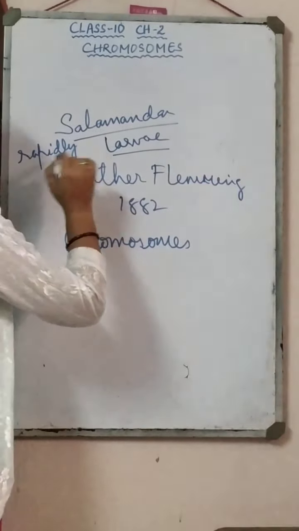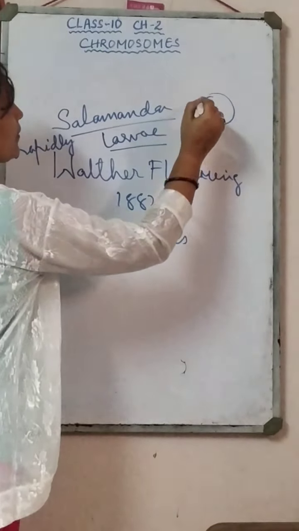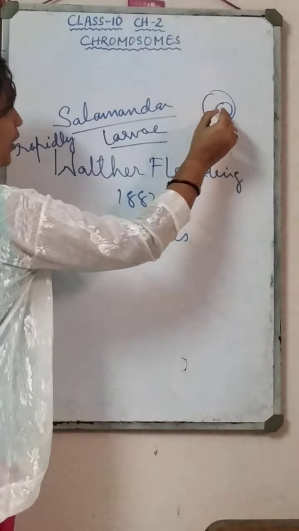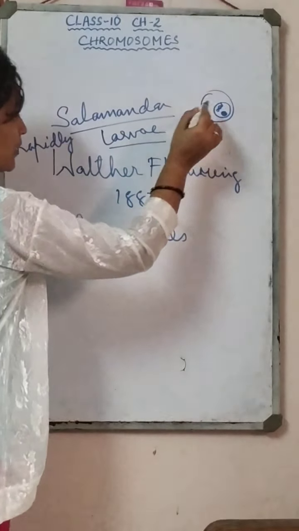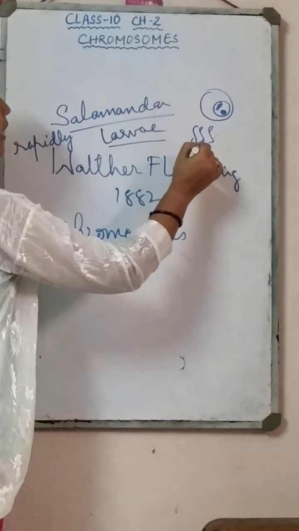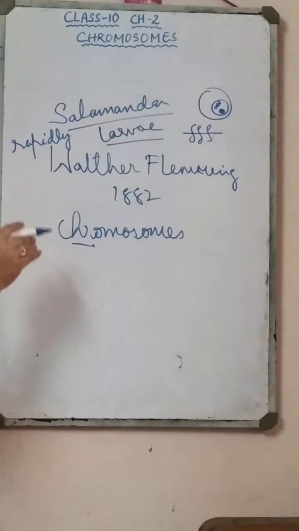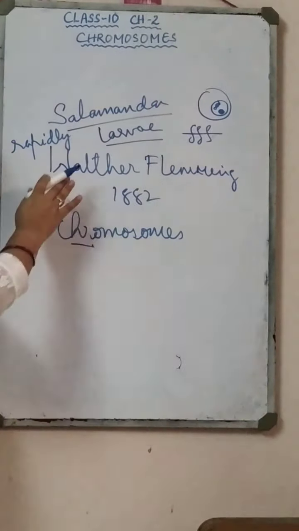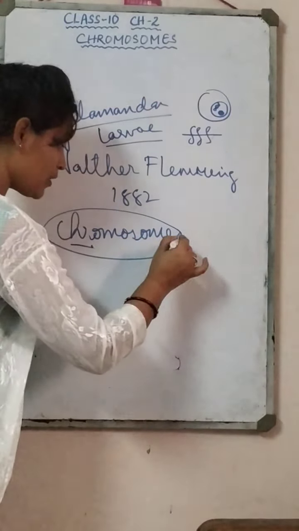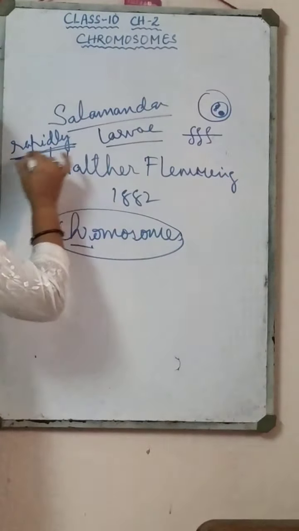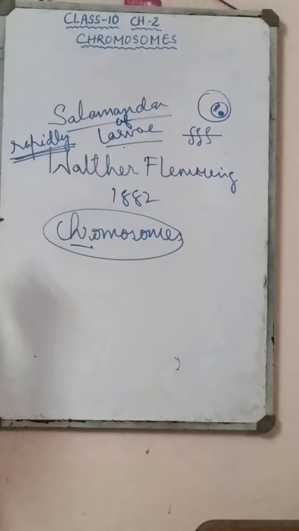And here, when the cell is dividing, he found, suppose this is a cell, inside this the nucleus is there. Inside the nucleus, the nucleolus, and these are thread-like structures. So he found some thread-like structures getting divided lengthwise. So who is the scientist who discovered the chromosome? Walther Fleming in the year 1882. He found these chromosomes inside the actively or rapidly dividing cells of the larva of the salamander.